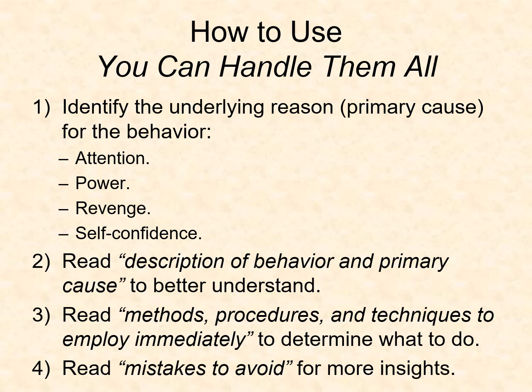Then you'll be led to a series of descriptors, and we're going to take a look at them in a moment. Choose one of those types of behavior, and then you can read for each behavior that's described, and there's 120 some of them. You can read the description of the behavior and the primary cause to get a better understanding and make sure you're in the right zone, and also to understand it more deeply. Then you can read methods, procedures, and techniques that you can immediately try.